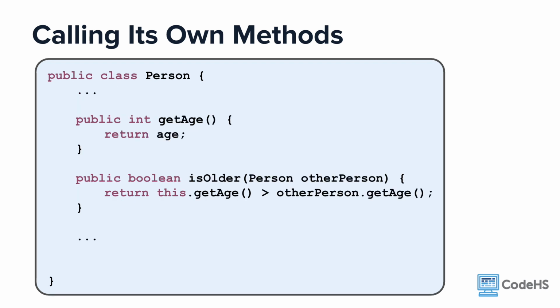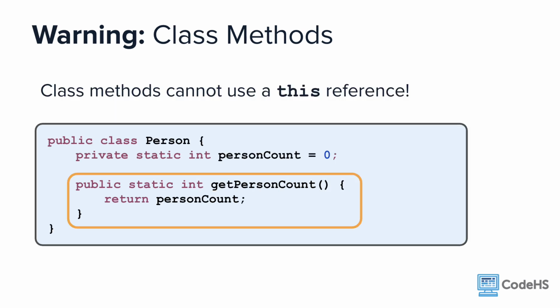Here's a slightly different example, where the method isOlder is comparing the ages between this object and another parameter object. While the keyword this isn't strictly necessary here, including it makes it really clear what's being compared, the ages between this object with the parameter object. One important note, static class methods like this one, which returns a count of person objects that have been made, do not have access to anything object related, like instance variables, and cannot use a this reference. These methods belong to the class and not individual instance objects.